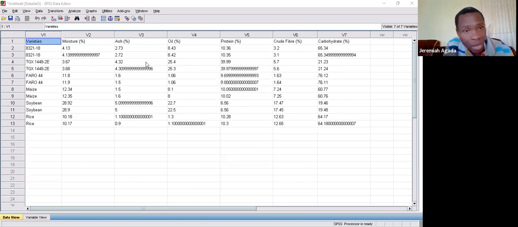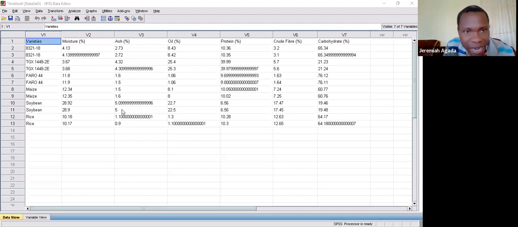But in this case, having duplicates is one thing. The next thing is to look at the number of decimal places that we have. Some are double, some others are even whole numbers. Like for soya beans, come down to soya beans, under ash content, you see that it's just 5. 5 is the same as 5.0. Anyway, SPSS can still analyze it, but to clean your data, you can ask SPSS or leave the work in 2 decimal places.